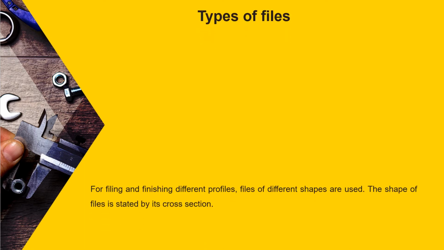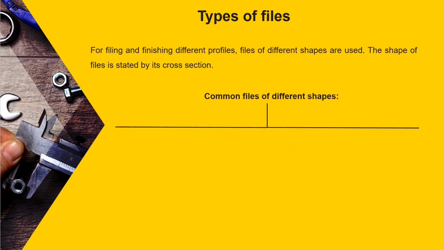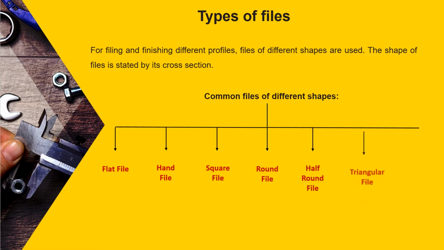Types of files. For filing and finishing different profiles, files of different shapes are used. The shape of files is stated by its cross section. Common files of different shapes: flat file, hand file, square file, round file, half round file, triangular file, half-edged file.